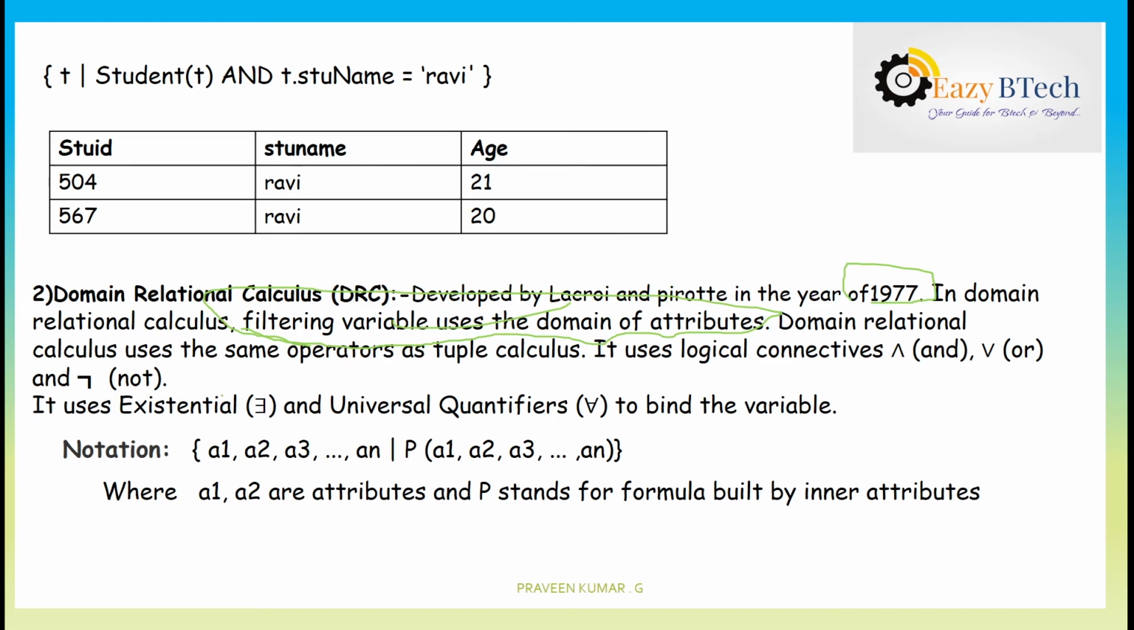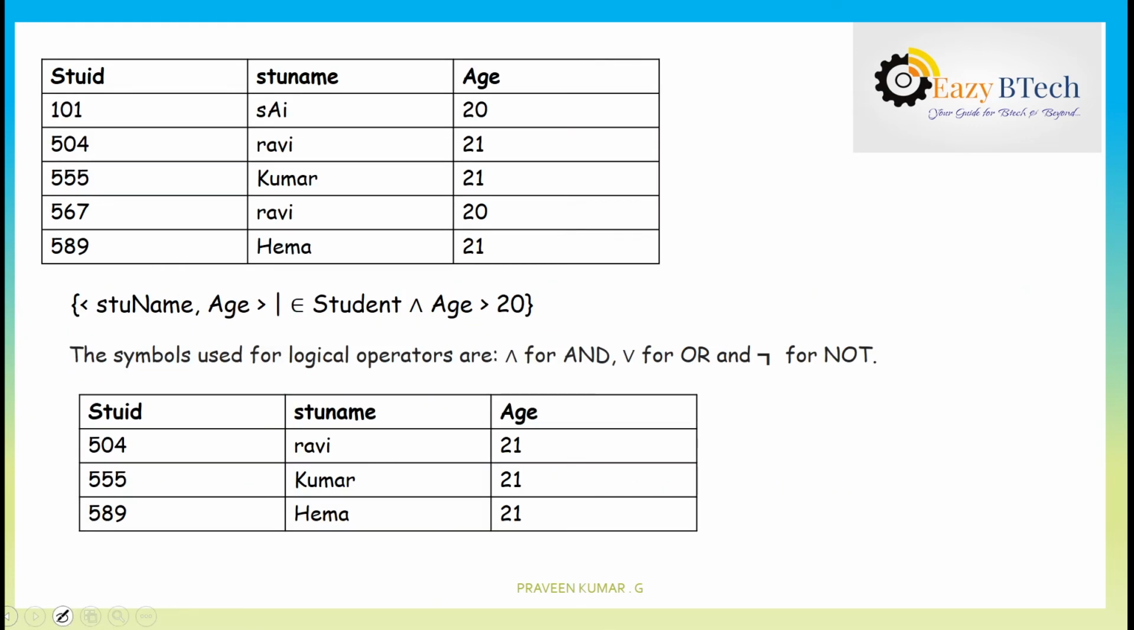The domain relational calculus is the same as the tuple relational calculus, but here we have to use the connectives: and, or, not. This is the existential quantifier, and this is the universal quantifier, to bind the variables. If we want to bind the variables, we use these symbols. What is the notation? A1, A2, attributes, P of, and the formula you have to represent inner attributes. I'm explaining with an example.